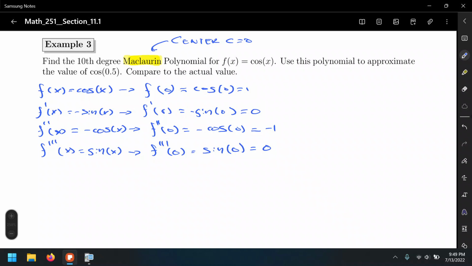Okay, let's take the fourth derivative. What's the derivative of sine? F quadruple prime is cosine of x. And the fourth derivative at 0 is cosine of 0, which is 1. Alright? Okay, so do we really need to take the fifth derivative?